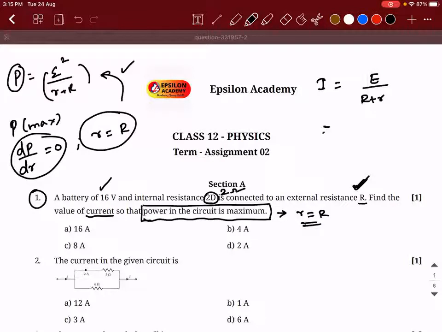You substitute that value. So what is the value of E? 16 divided by 2 is the internal resistance. External resistance also should be 2 ohm. So 16 divided by 4 is going to be 4 ampere. Okay, actually the answer is not 2 ampere, it is 4 ampere.